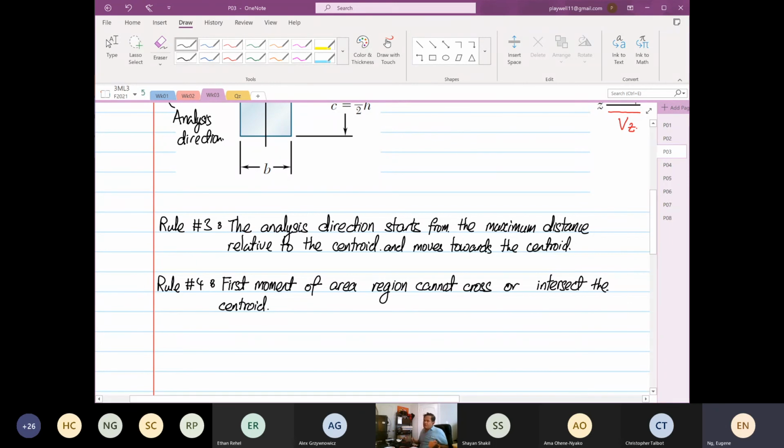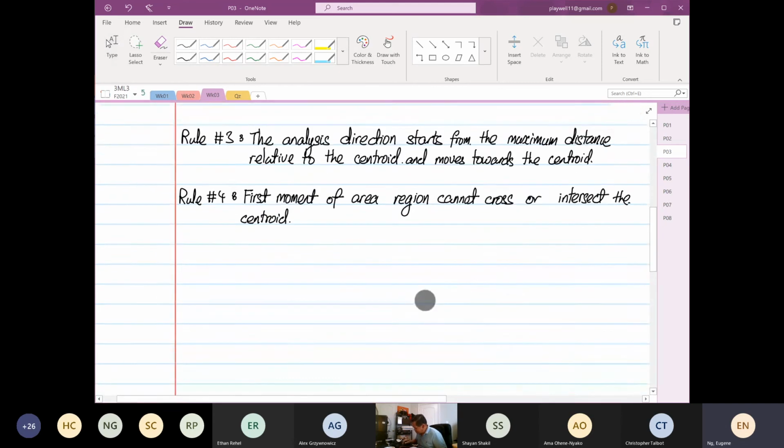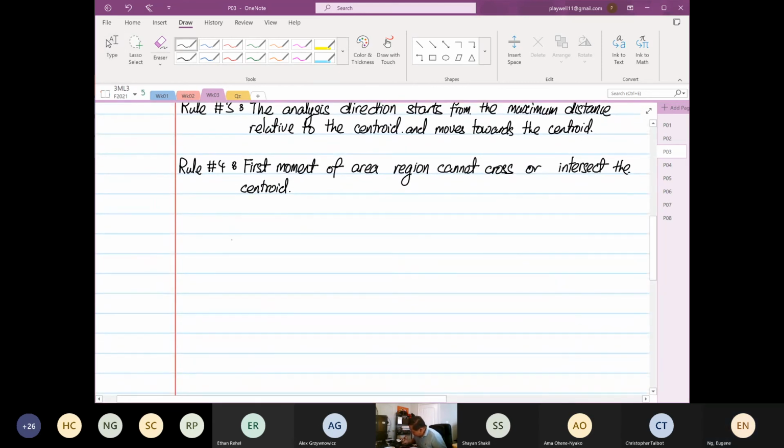So rule number 1, V and I are constant. Rule number 2, the datum is at the centroid. Rule number 3, the analysis starts from the maximum distance from the centroid. Rule number 4, the first moment of area cannot cross or intersect the centroid. Let's see how this behaves. Now, I'm going to give some examples.